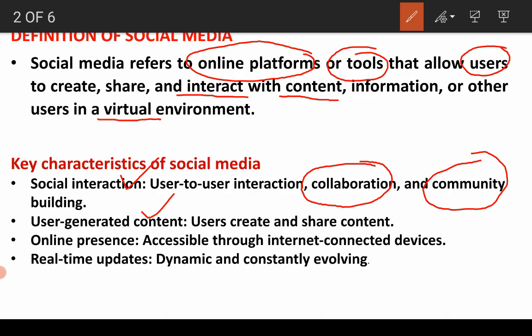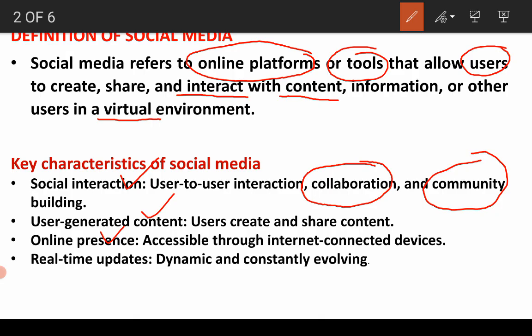But it also has online presence, meaning that the information shared can be accessed through internet-connected devices such as tablets, laptops, iPhones, phones, iPads, and others.